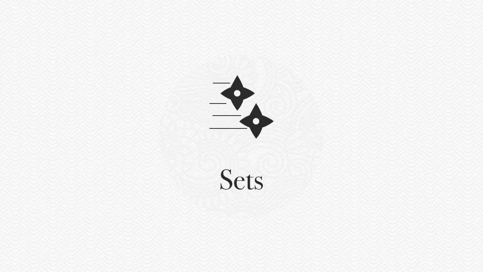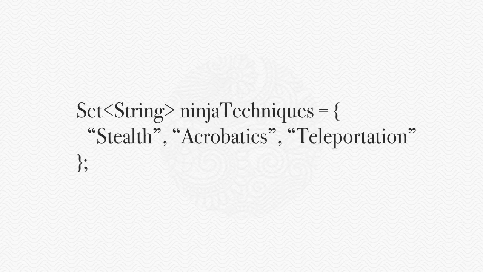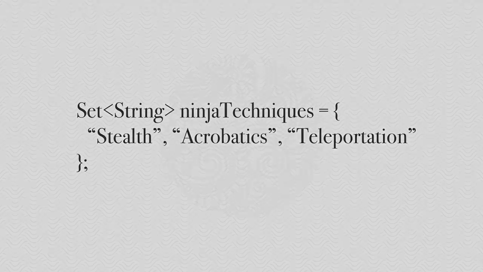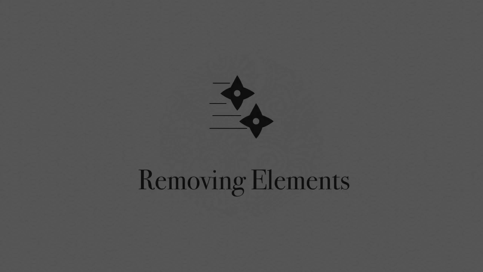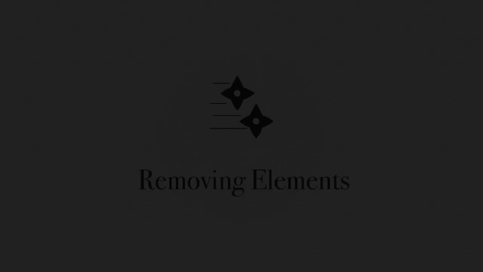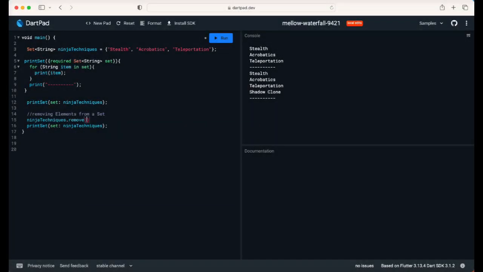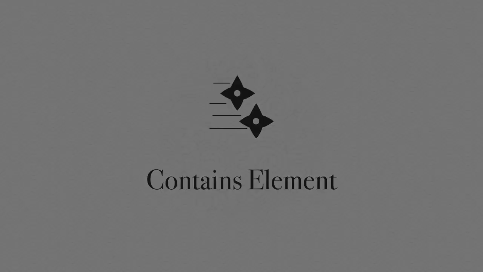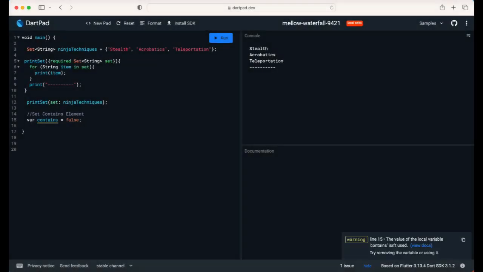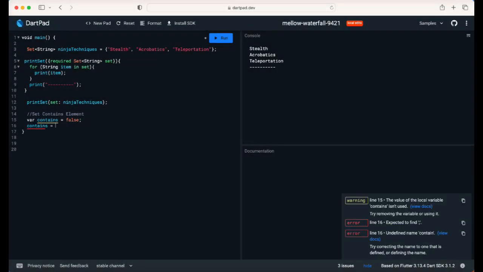Next up, let's talk about sets. You can create a set using curly braces, like so. How should we add elements to a set? You can add unique elements to a set using the add method, like so. Removing elements. You can remove elements from a set using the remove method. Checking if an element exists. You can check if an element exists in the set using the contains method.